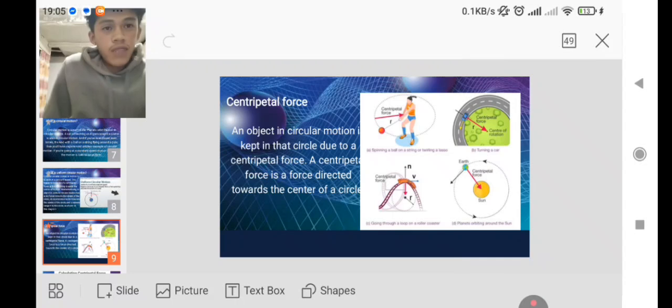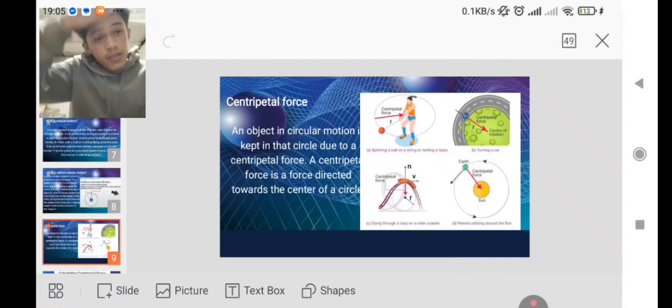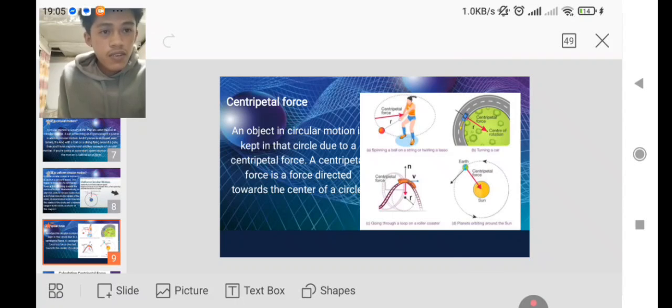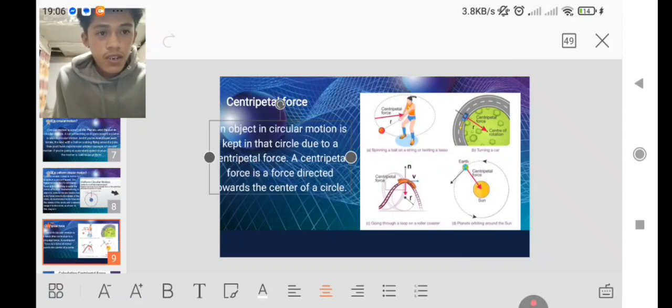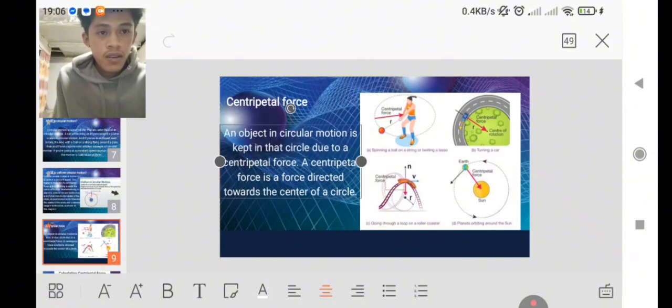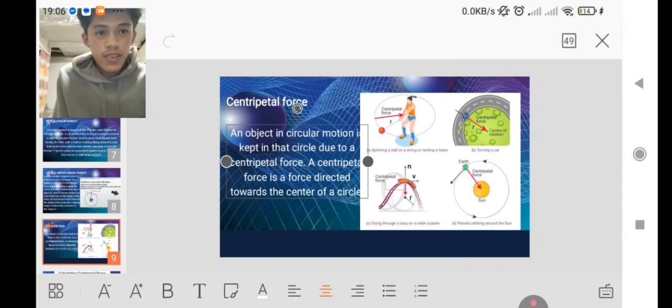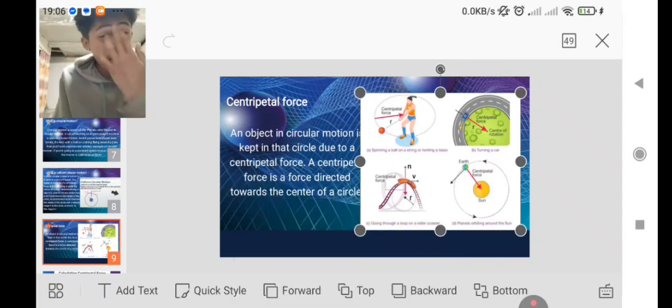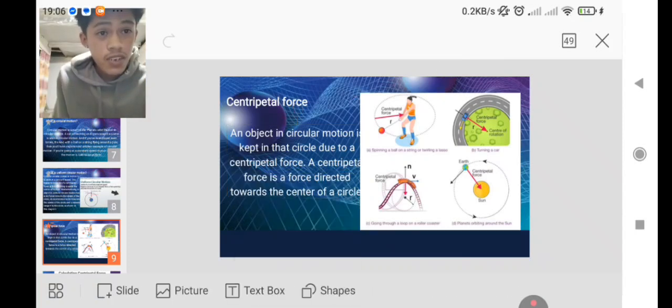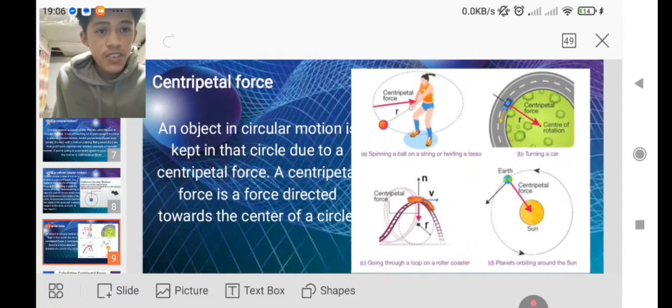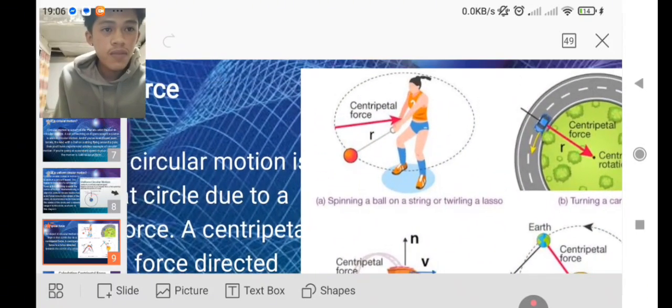So next, direct tayo sa centripetal force. So ang centripetal force, an object in a circular motion is kept in the circle due to a centripetal force. A centripetal force is directed towards the center of the circle. So centripetal force is force nga padulong siya sa tunga.